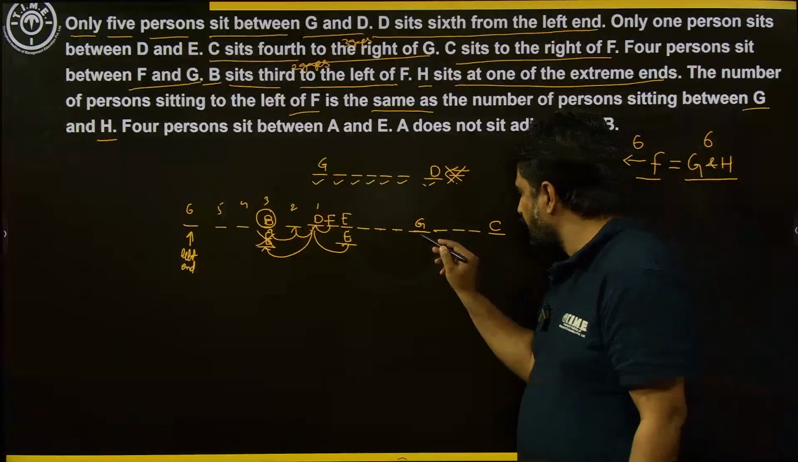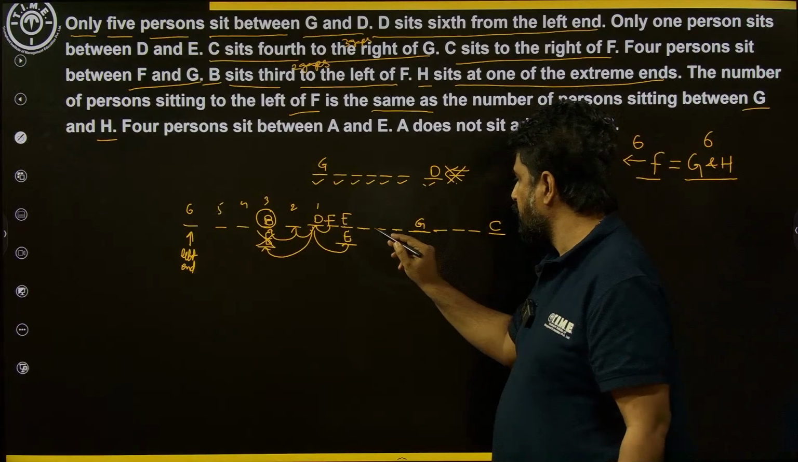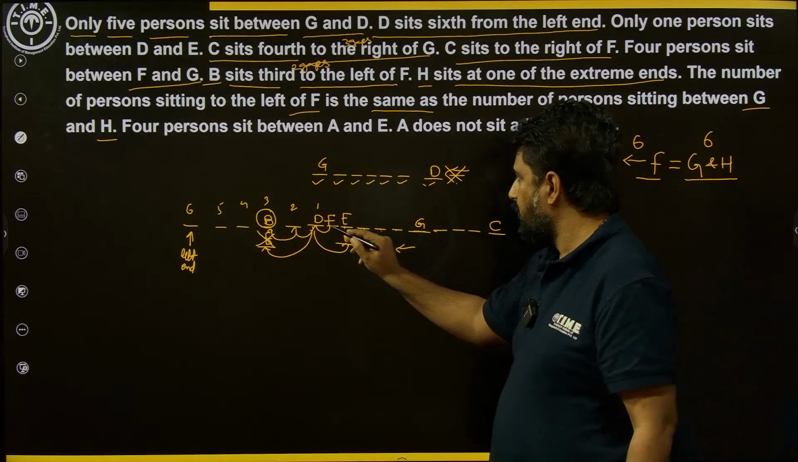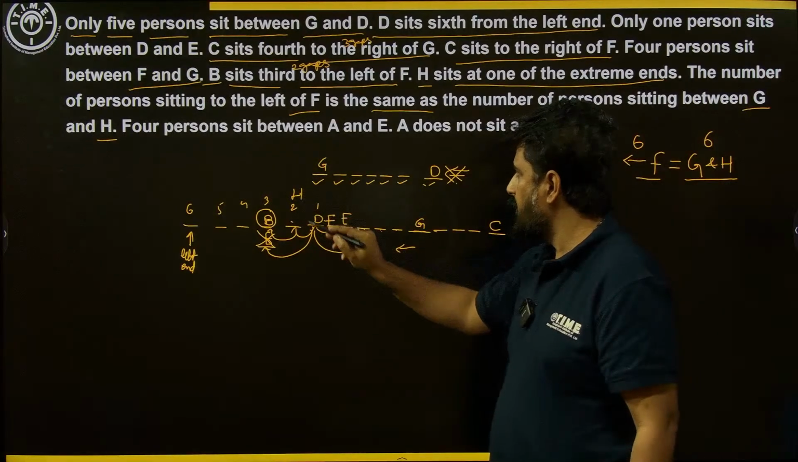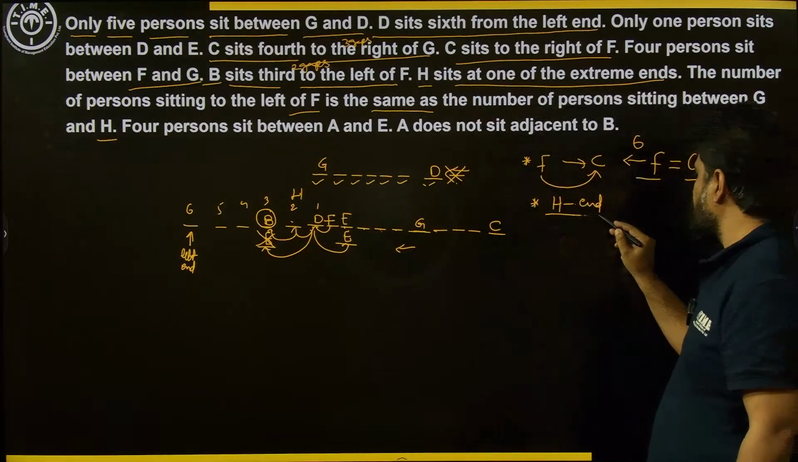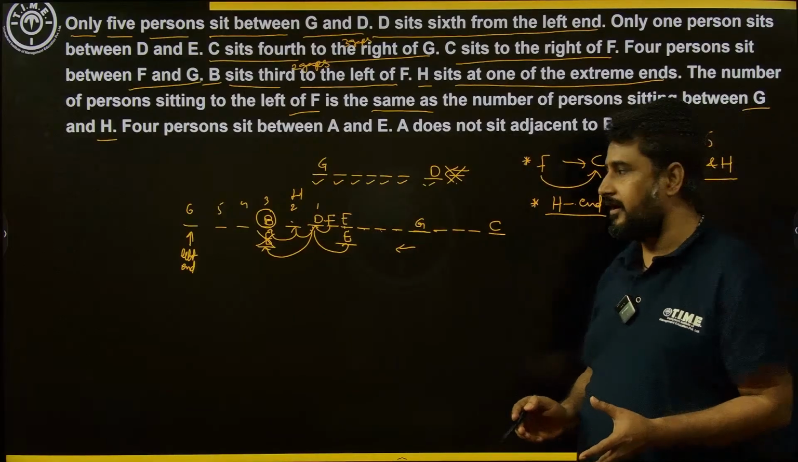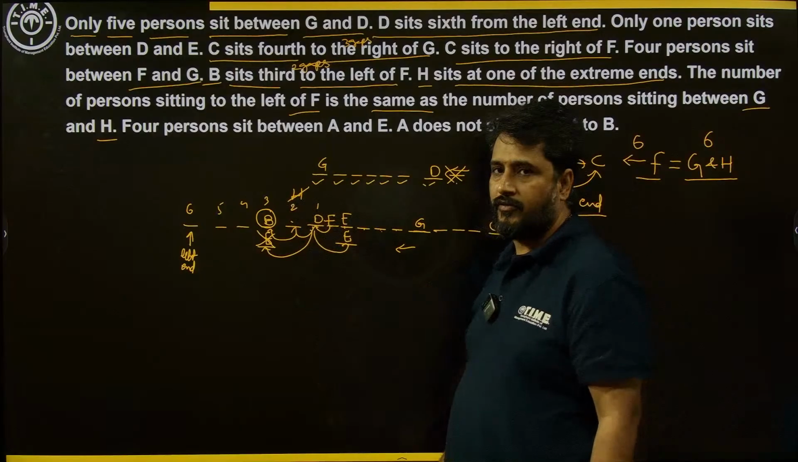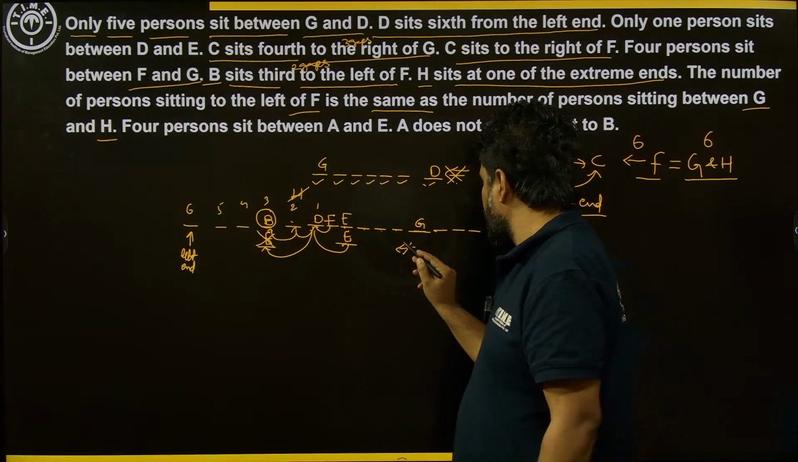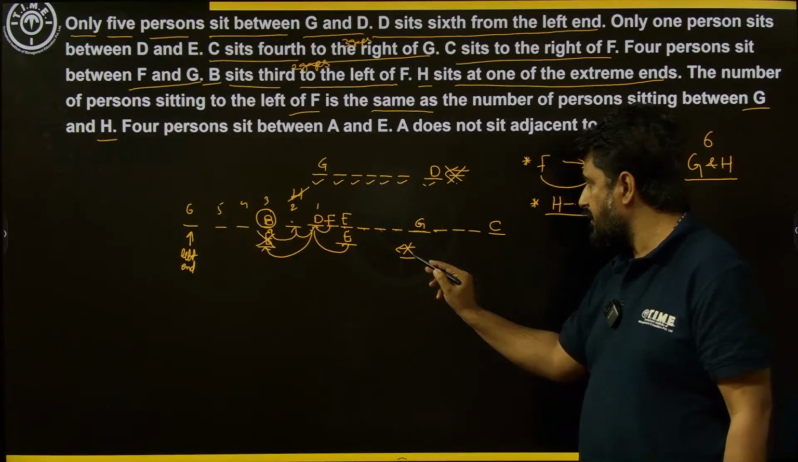Now, if I take it to the left side of G, 6 people: 1, 2, 3, 4, 5, 6. Here I should take the H. But we have the information that H should be at the end. Could be at the left end or could be at the right end, but H should be at the end. So if I take the H here, it cannot be at the end. So this is not possible. It means I cannot take it to the left side of G. So I must take it to the right side of G.